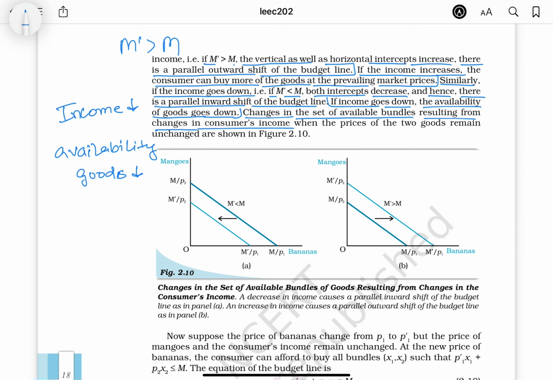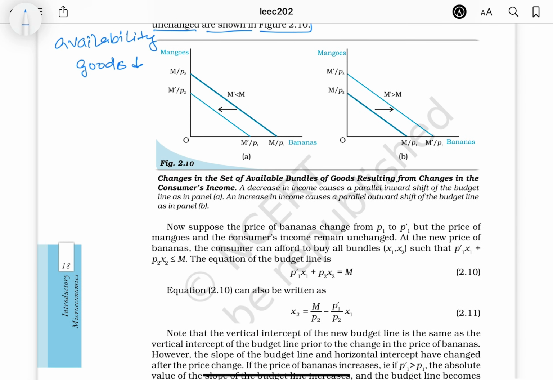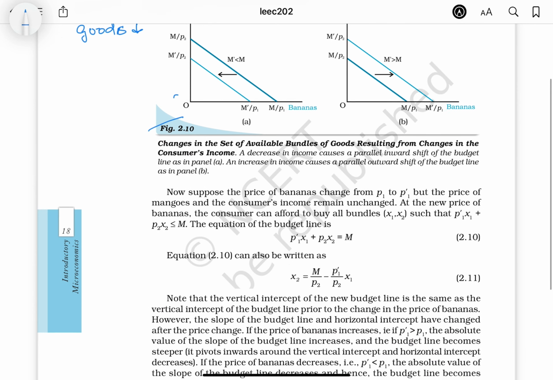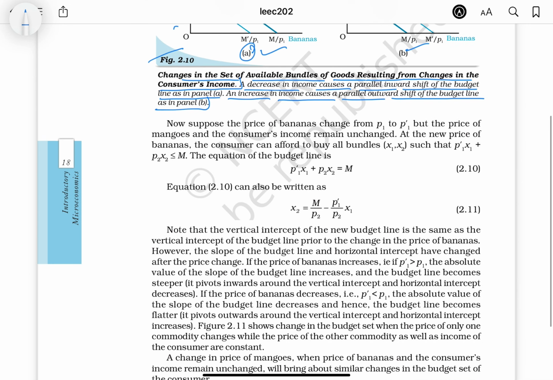Changes in the set of available bundles resulting from changes in consumer's income when the prices of the two goods remain unchanged are shown in figure 2.10. Okay, this is explained in the figure in the same way. Change in set of available bundles of goods resulting from change in the consumer's income. A decrease in income causes a parallel inward shift of the budget line as in panel A. This is explained in option A. An increase in income causes a parallel outward shift of the budget line as in panel B. This is explained in panel B.